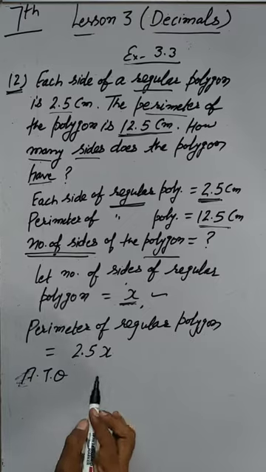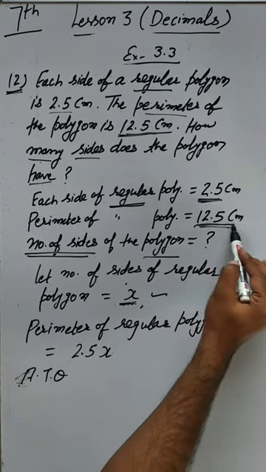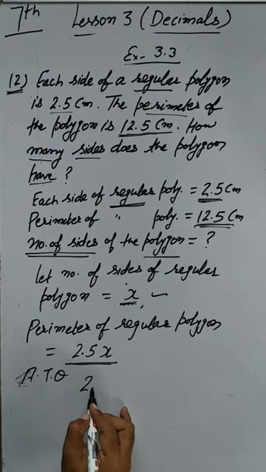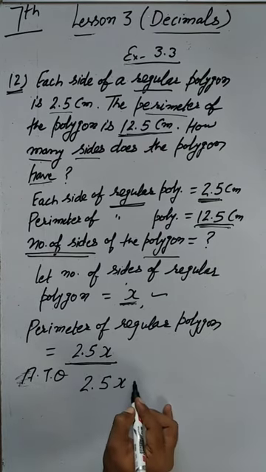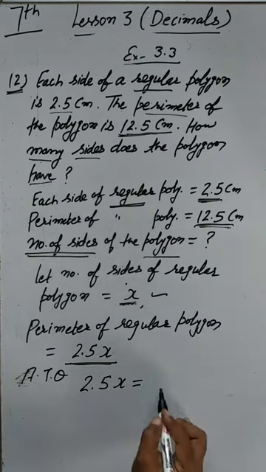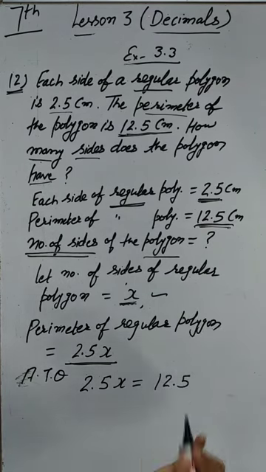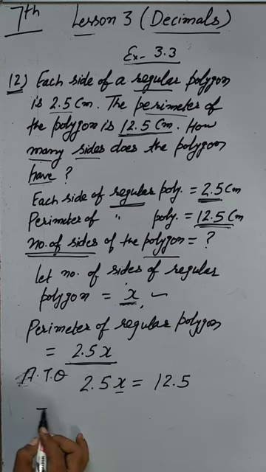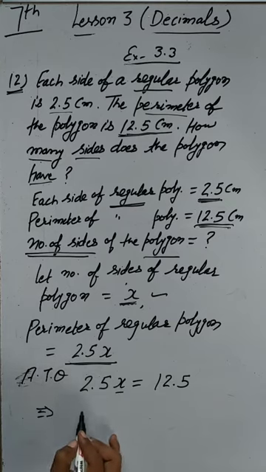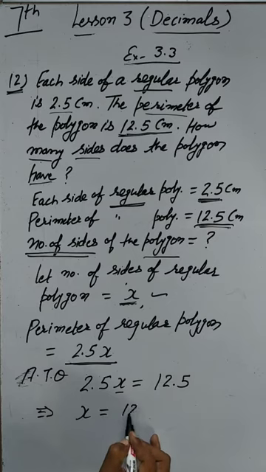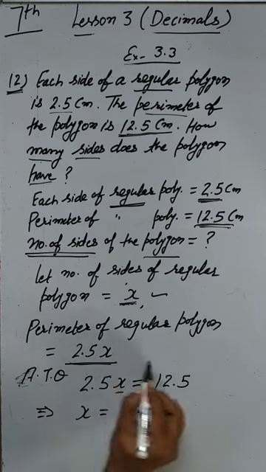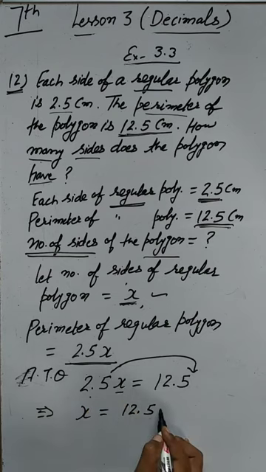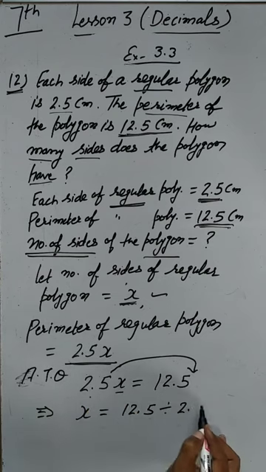But here, beta, we have given in the statement, perimeter is given 12.5 centimeter. So this is the perimeter. According to the question, 2.5x will be equal to 12.5. We want to find x, means the number of sides. So beta, clearly from here x will be 12.5 divided by 2.5.